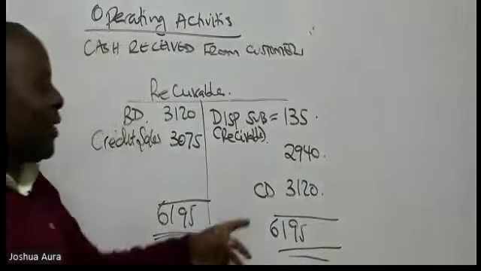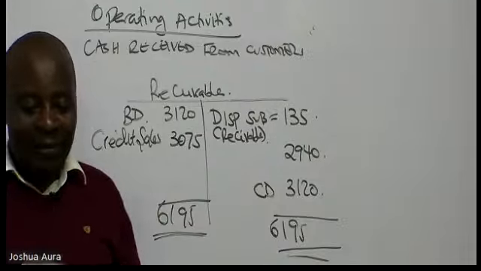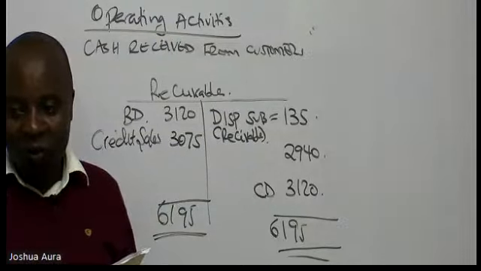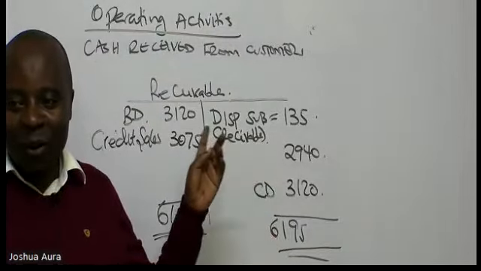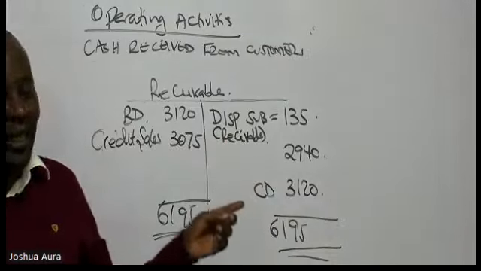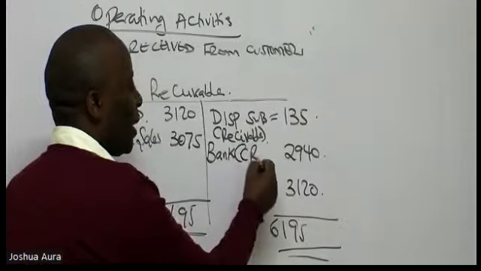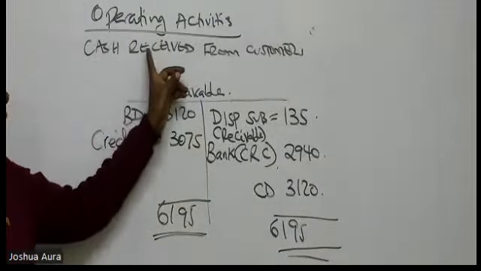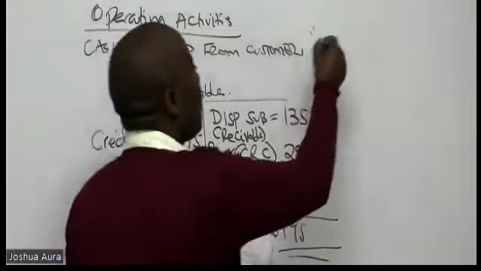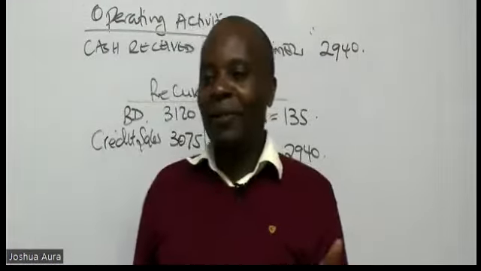So in this case, what name do we give to this 2940? This must be the cash that we received from our customers, isn't it? Cash received from customers. So this must be what we shall take to our bank as cash received from customers. It is what we shall take to our operating activities under cash received from customers. So cash received from customers is 2940. Great. I hope you guys have been able to follow this up to there.